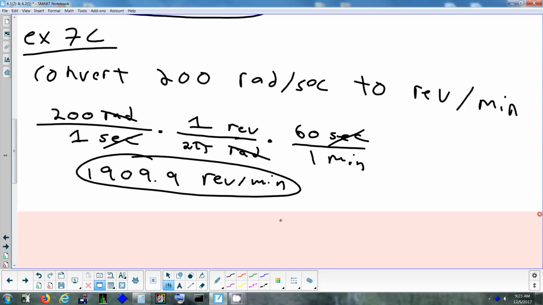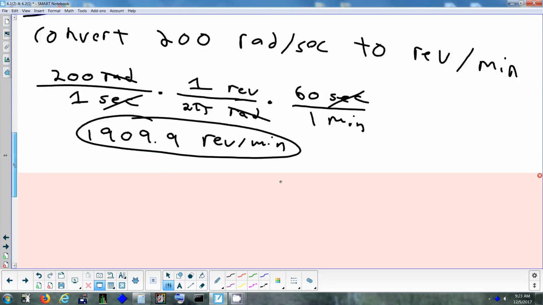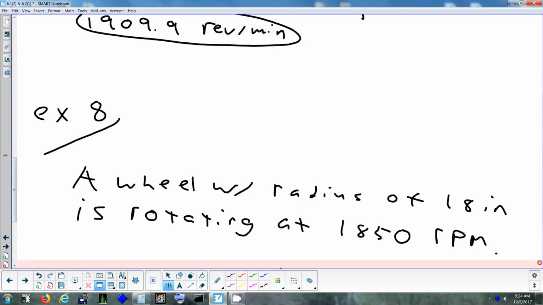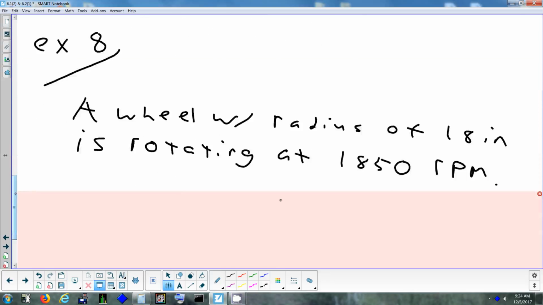So that's converting an angular speed to an angular speed. Now let's look at how we make the jump from an angular speed to a linear speed. So now in your head, think tire spinning on a machine, comes off the machine, hits the ground, doesn't lose any traction, and takes off straight. Okay, so we have a wheel spinning at, radius is 18 inches. It's rotating at 1,850 RPMs.